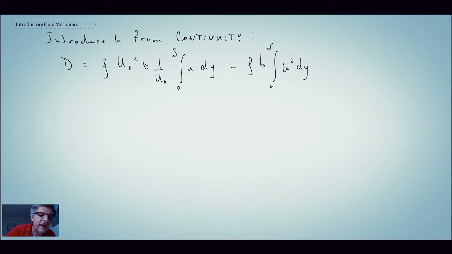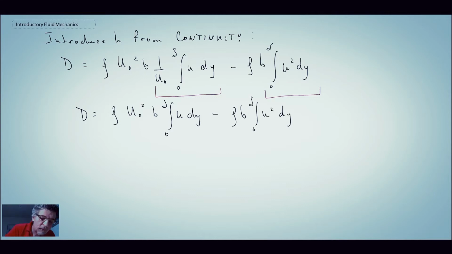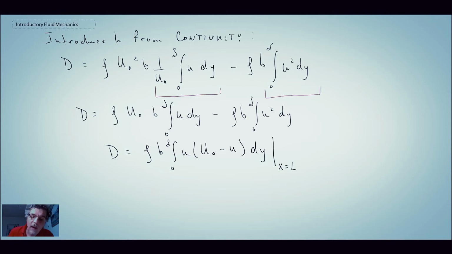Okay, so when we bring in h, what we see is that we have an integral for both of the terms that looks similar. It's going from 0 to delta, at least that's where it's similar. And so let's continue working this equation. Okay, so if we have a length L of plate, this would be the drag force, and it's left in terms of this integral of the velocity profile going from 0 to delta.